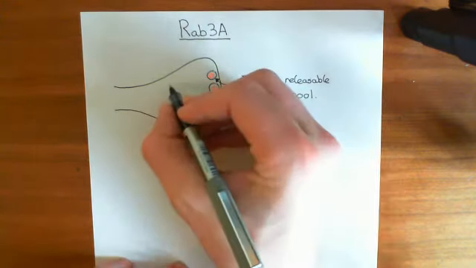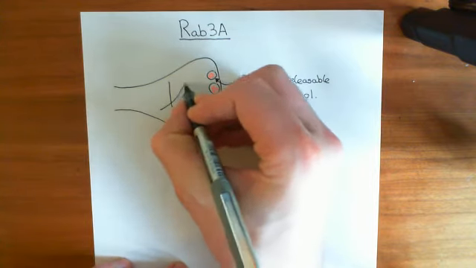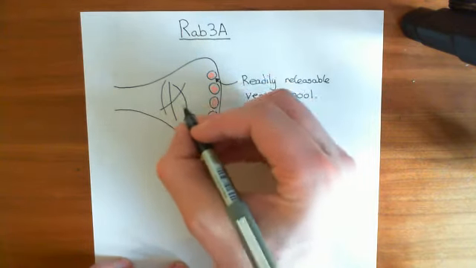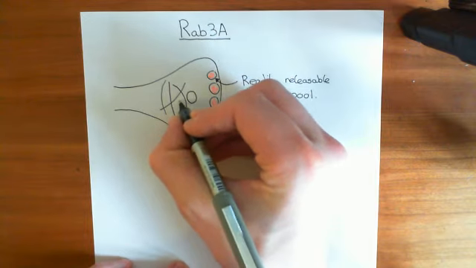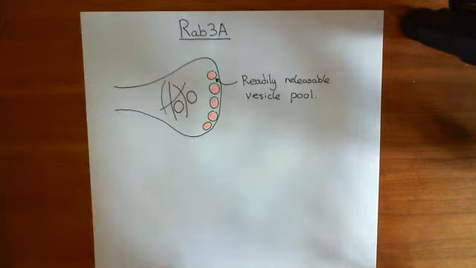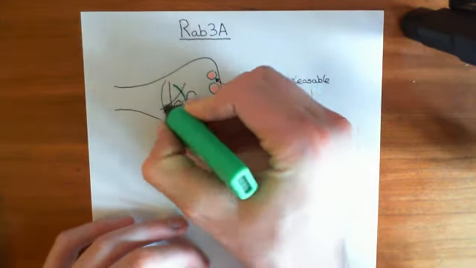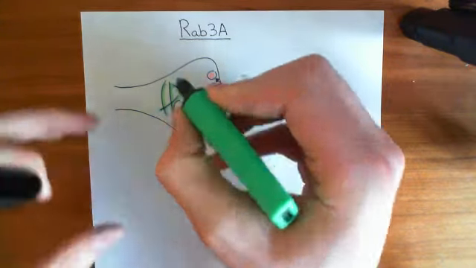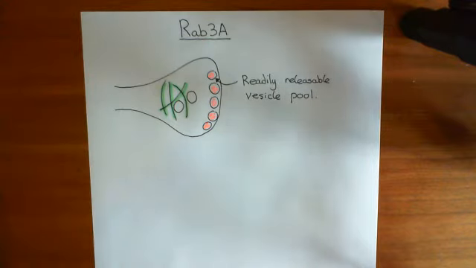Now, then we also have another store, which is basically the reserve pool of vesicles. Now, these are vesicles that are held back further inside the axon terminal, and they are attached basically to the actin cytoskeleton of the axon terminal. So here are actin filaments that make up the cytoskeleton of this axon terminal. So what do I mean by that?